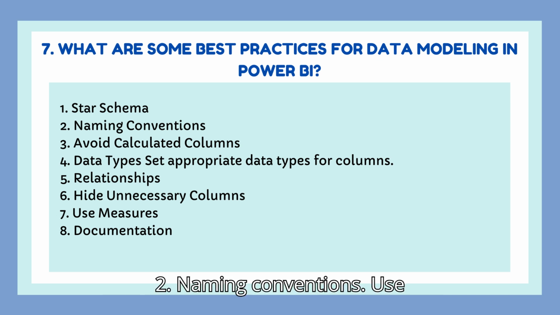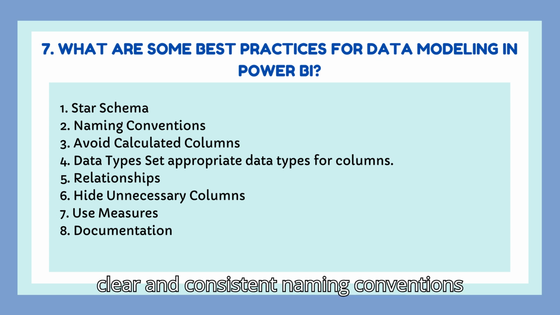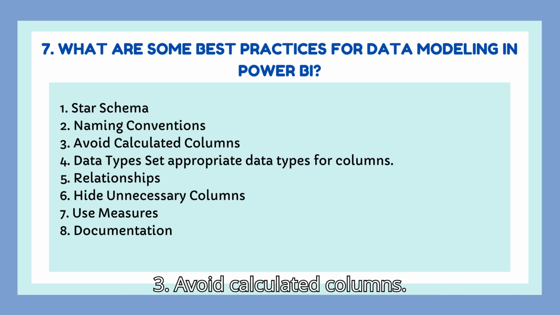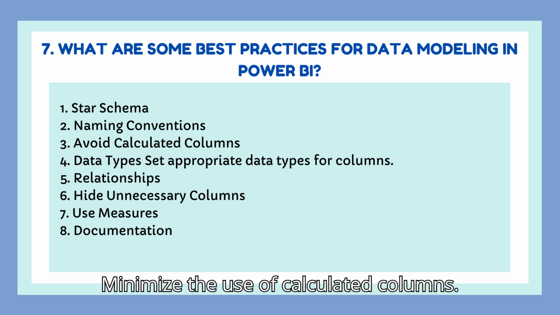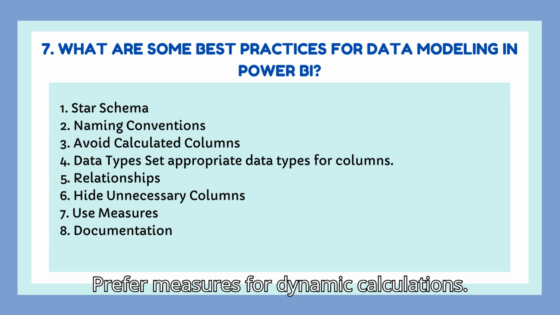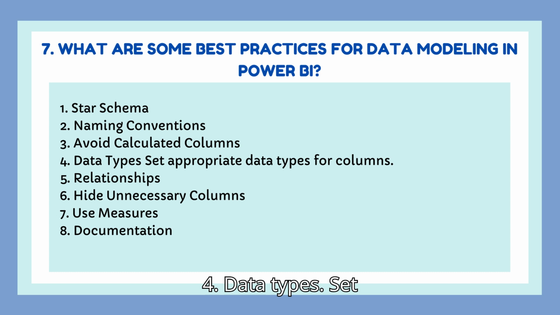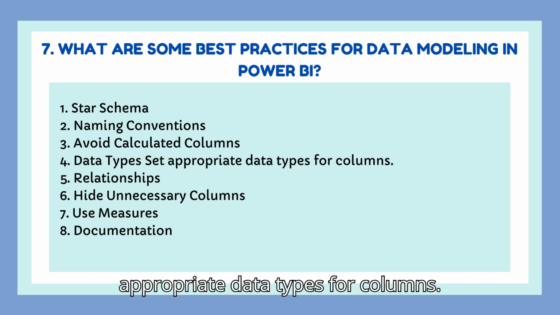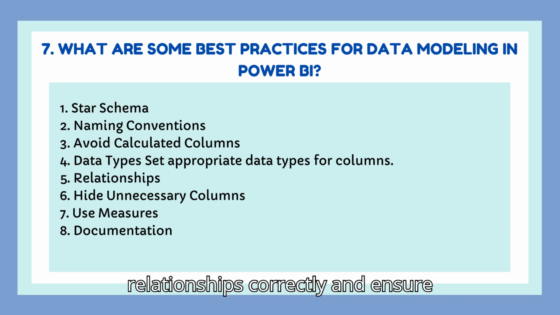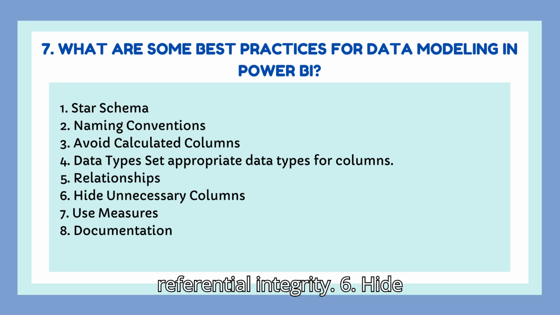2. Naming conventions. Use clear and consistent naming conventions for tables, columns, and measures. 3. Avoid calculated columns. Minimize the use of calculated columns. Prefer measures for dynamic calculations. 4. Data types. Set appropriate data types for columns. 5. Relationships. Define relationships correctly and ensure referential integrity.